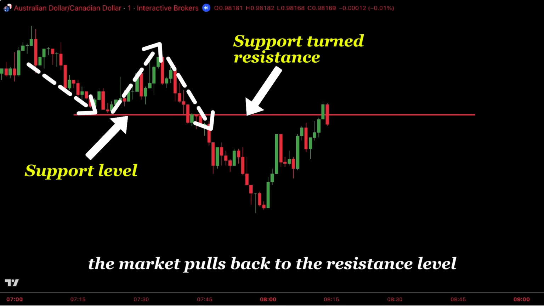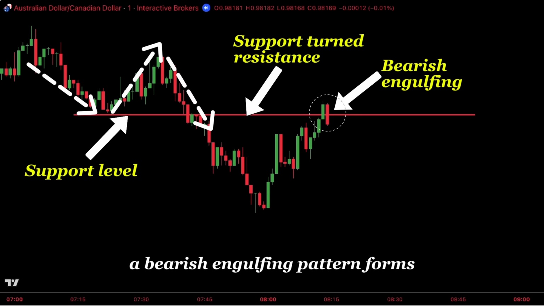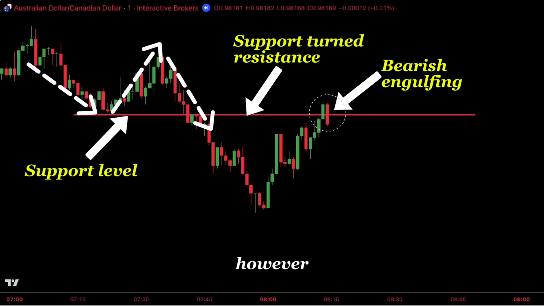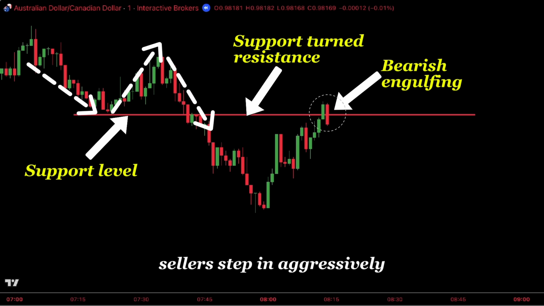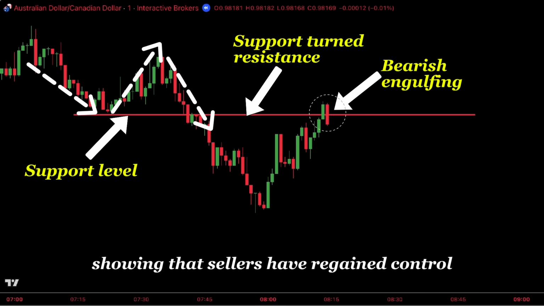The market pulls back to the resistance level, and right at this area, a bearish engulfing pattern forms. This is exactly what we want to see. During the retracement, buyers are trying to push the market higher. However, as soon as the price reaches the resistance level, sellers step in aggressively. The bearish engulfing candle completely overwhelms the previous bullish candle, showing that sellers have regained control.